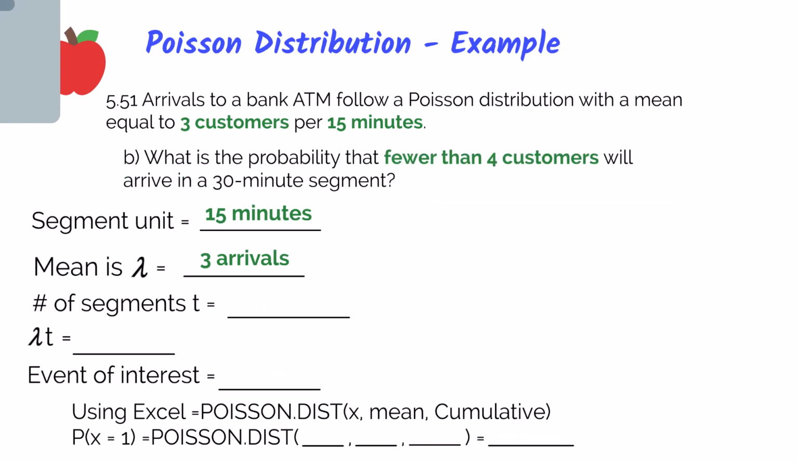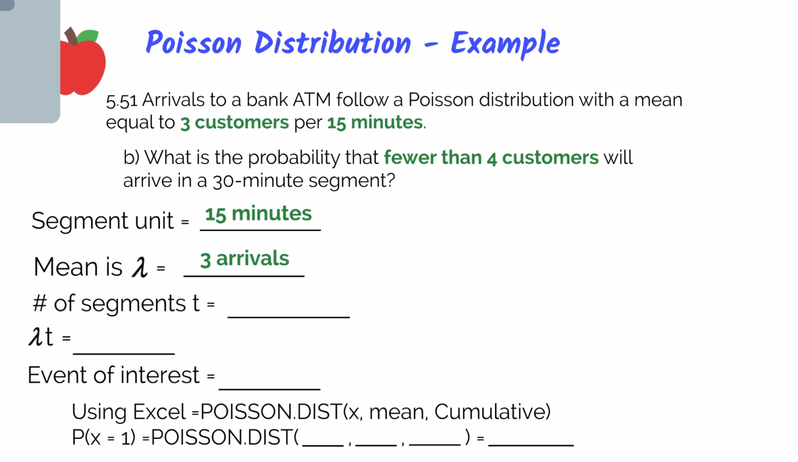So let's go ahead and do B for the same story. What's the probability that fewer than 4 customers will arrive in a 30-minute segment? Looking at the problem closely, we can see that our segment unit remains 15 minutes and the mean, or lambda, given in the story is 3 customers. So I've plugged in those values already.